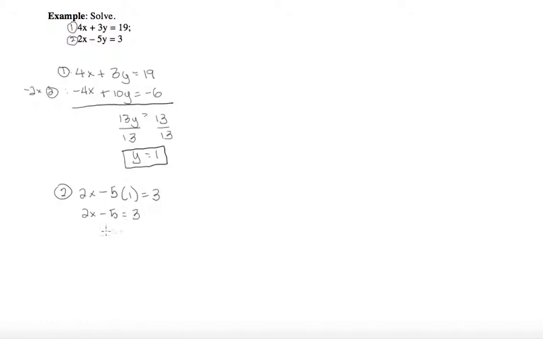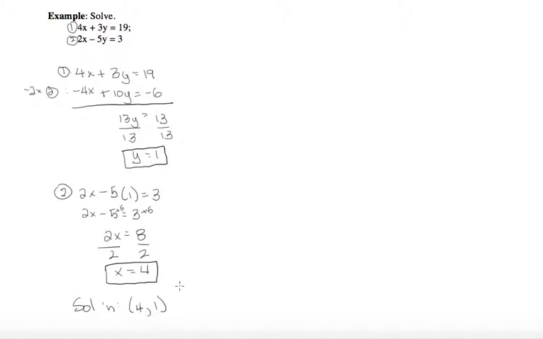So I add 5 to both sides, and I get 2x is equal to 8. Now I divide by 2, and x is equal to 4. So my solution would be 4, 1, right? x is equal to 4, y is equal to 1.